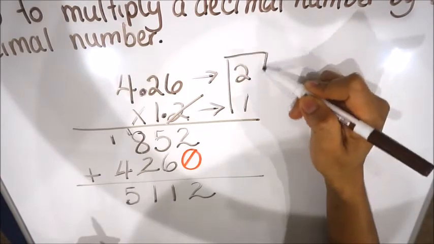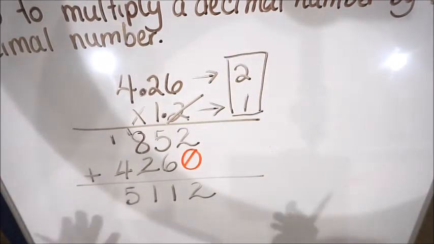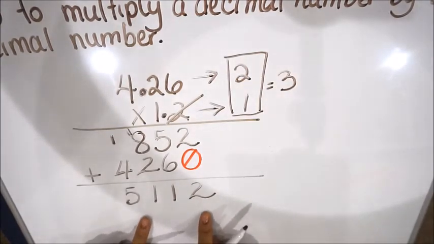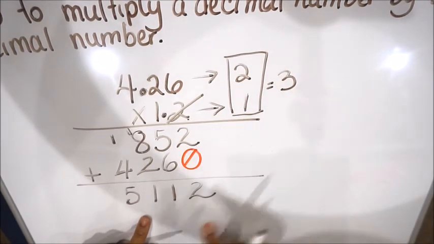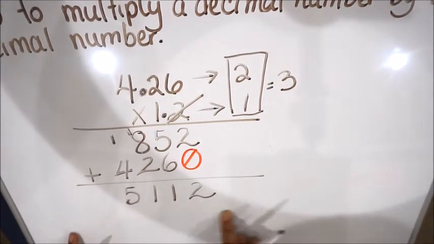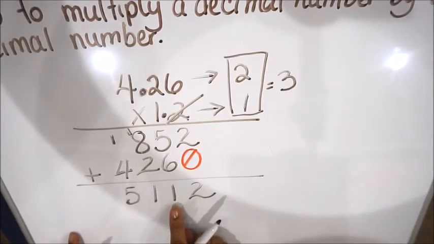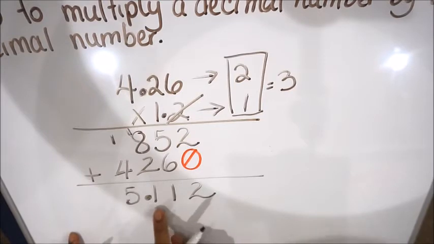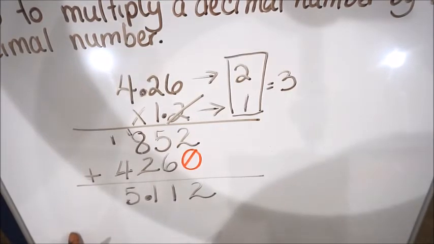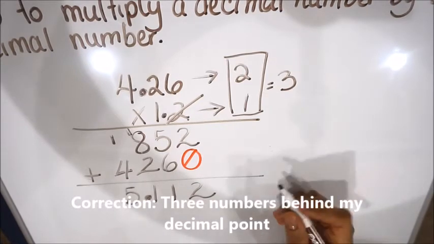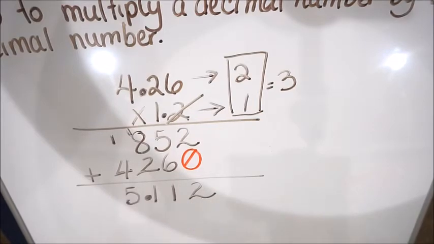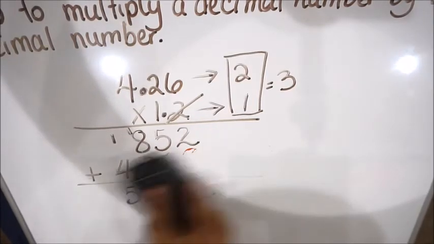Next, I'm going to add the number of digits all together. So 2 plus 1 is 3. Now, since I have 3 digits total, wherever I put my decimal point, I must have 3 digits behind that decimal point. So I'm going to say 1, 2, and 3. Let me make sure. Yes, I have 1, 2, 3 digits behind my decimal point. And my final answer is 5 and 112 thousandths. Let's go ahead and look at another example.